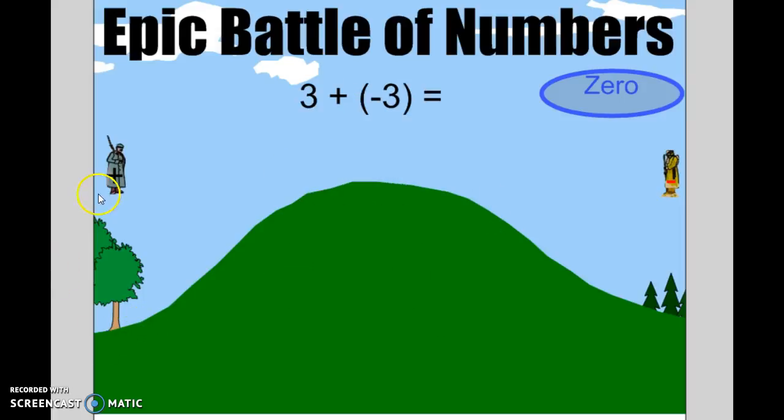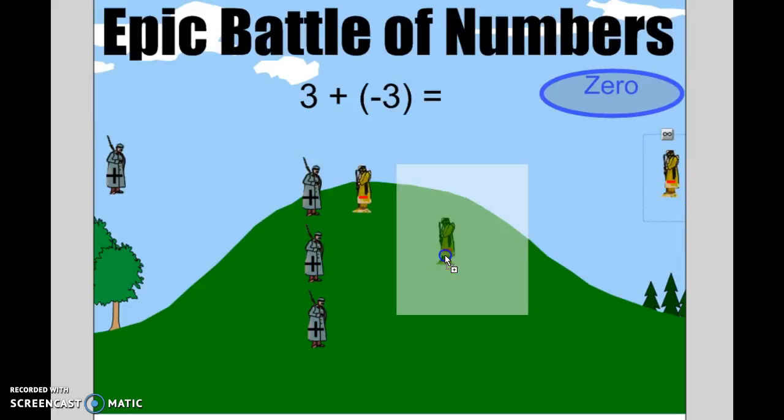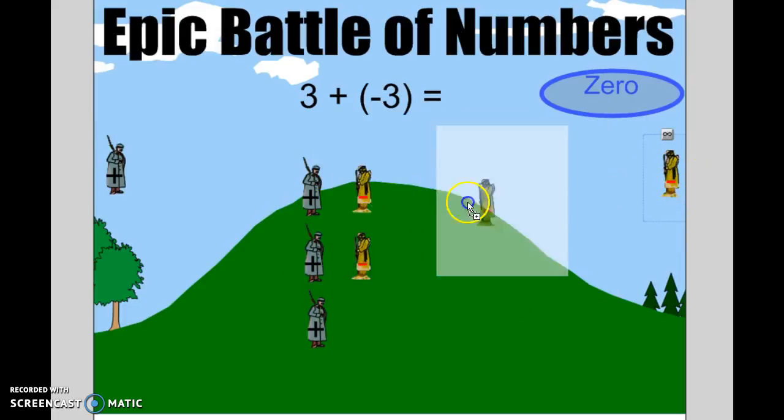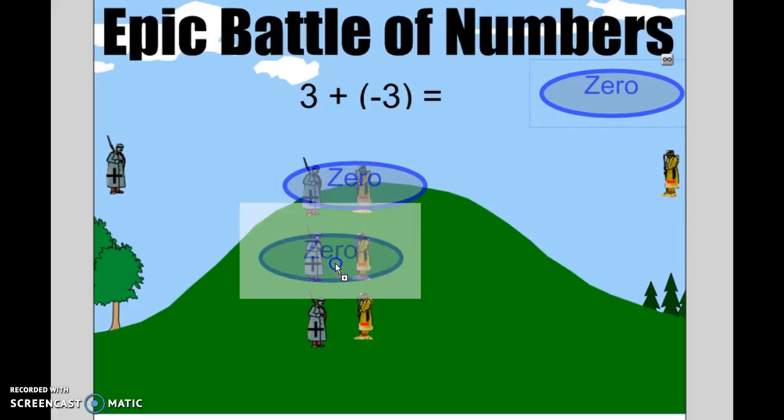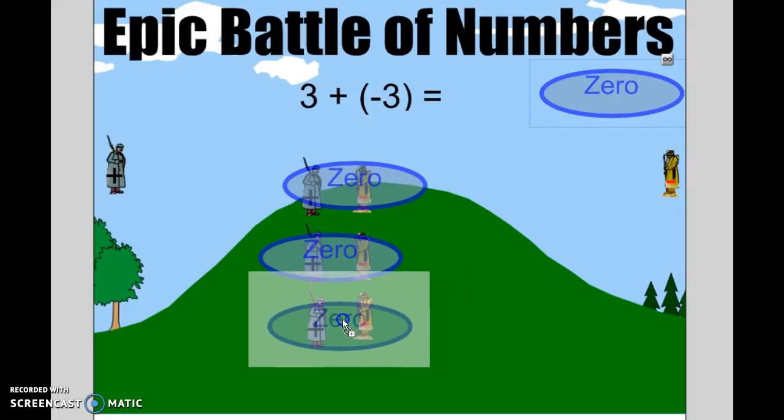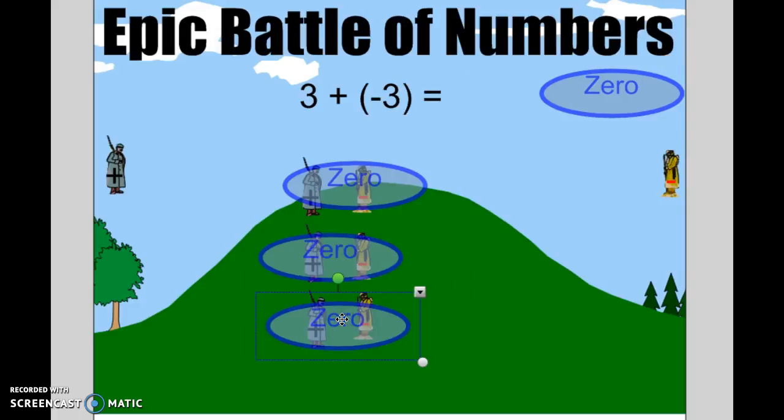Okay, next I have 3 positives and 3 negatives. So this one's an even battle because I have 3 of the positives, 3 of the negative guys. And so that makes 3 0 pairs. Now if I have 0 pairs, that means nobody's left over. So this was a battle and I had 0 left over. So 3 plus negative 3 gives me 0. And we saw that yesterday in class too.